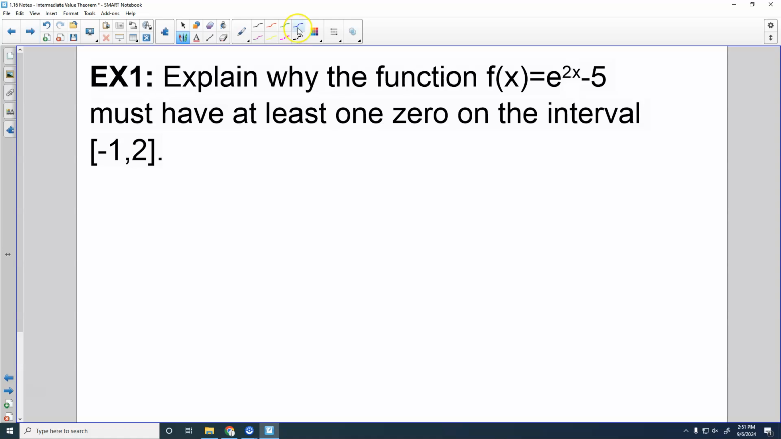Okay, remind me, what is a 0? It is an x-intercept, where it crosses the x-axis. Okay, add an x-intercept, y equals 0 at that point, right?